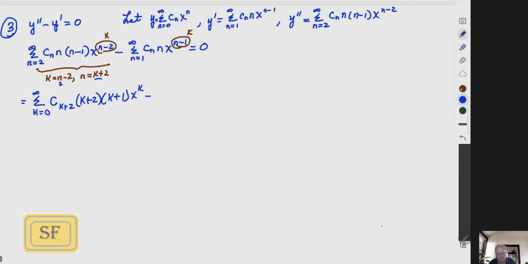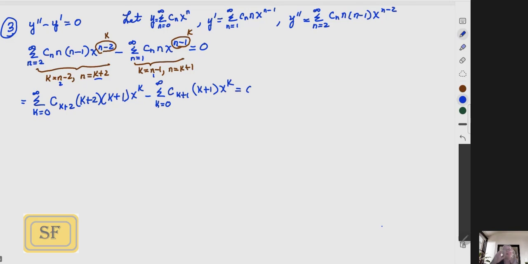On my second summation, we're letting k equal n minus 1. So n is going to be k plus 1. And we get the sum as k goes from, let's see, n starts with 1. So I get 1 minus 1 is 0. Oh, how nice is that? Notice that we have the same lower index. That's beautiful. Times c sub k plus 1, times n, which is k plus 1, x to the k equals 0.